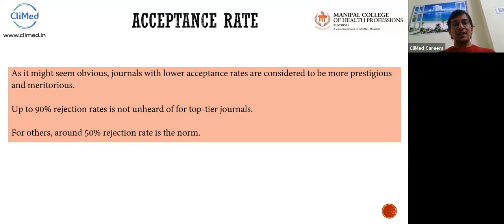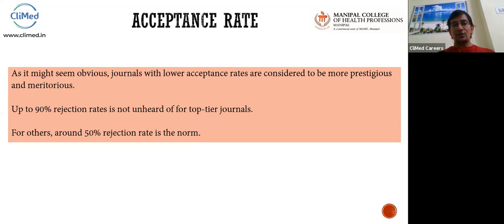Then we'll go to the acceptance rate. As it might seem obvious, journals with a lower acceptance rate are considered to be more prestigious and meritorious. Why? NEJM accepts only 10 to 15% of articles per year. Nature accepts just 5 to 10% of articles. If they get 100 articles, they accept just 5 out of 100.